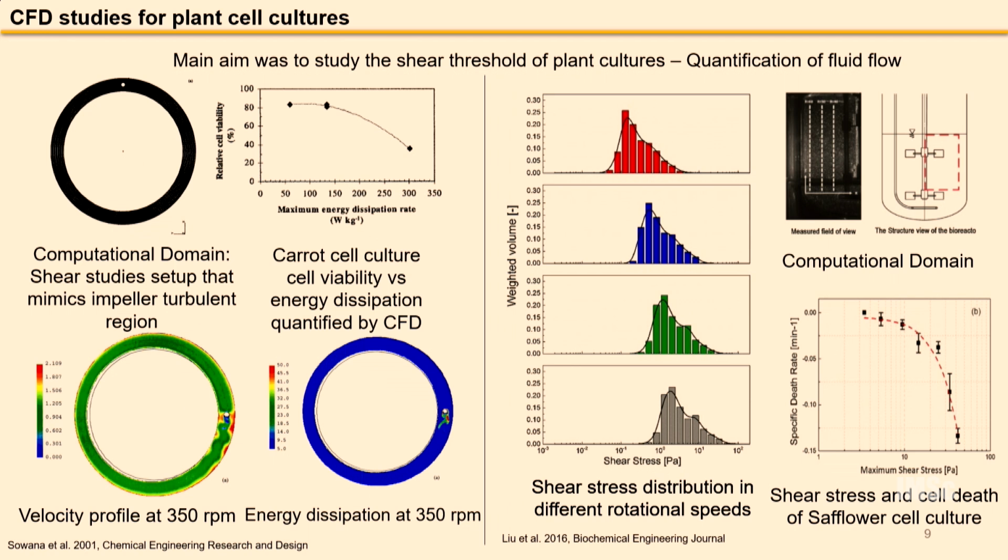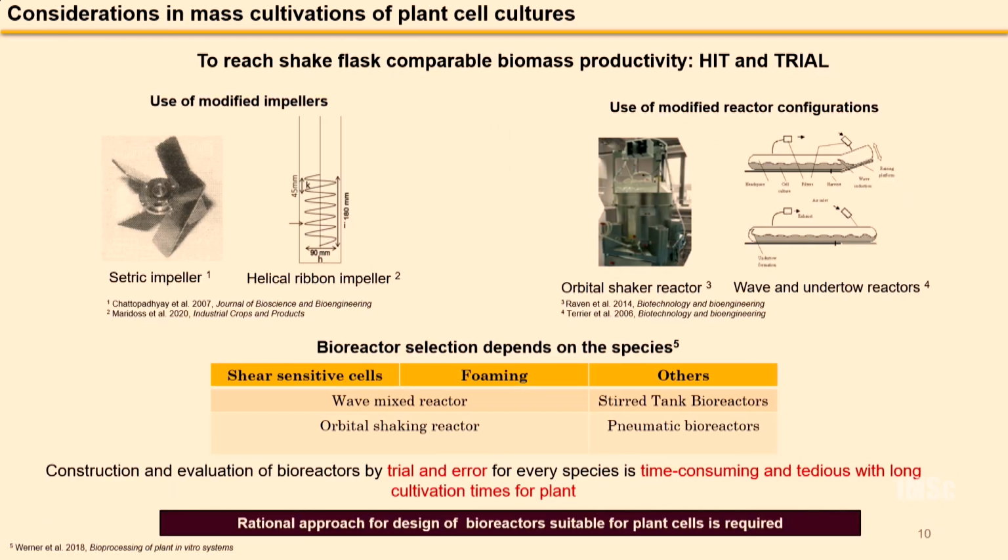What we are interested in is looking into this problem of how we can achieve shake flask comparable biomass productivity in reactors. One particular problem is that when we look into the bioreactor design, we think of using different modified impellers. Once we see that the biomass productivity has dipped in the bioreactor, the immediate thing to change is to see whether we can change the impeller sizes or the reactor configuration itself. This is mostly a hit and trial process, and that is going to take a lot of time because plant cell cultures take a longer duration to grow, up to weeks to months, and also the selection will depend on the species.